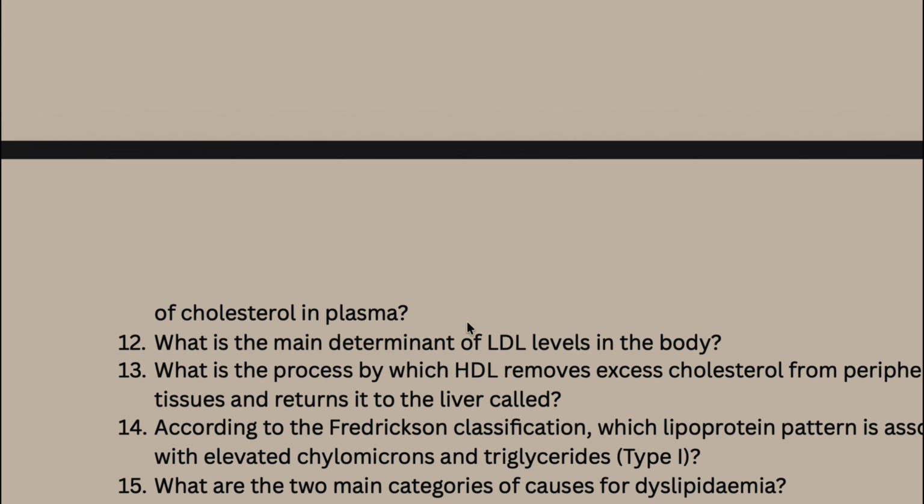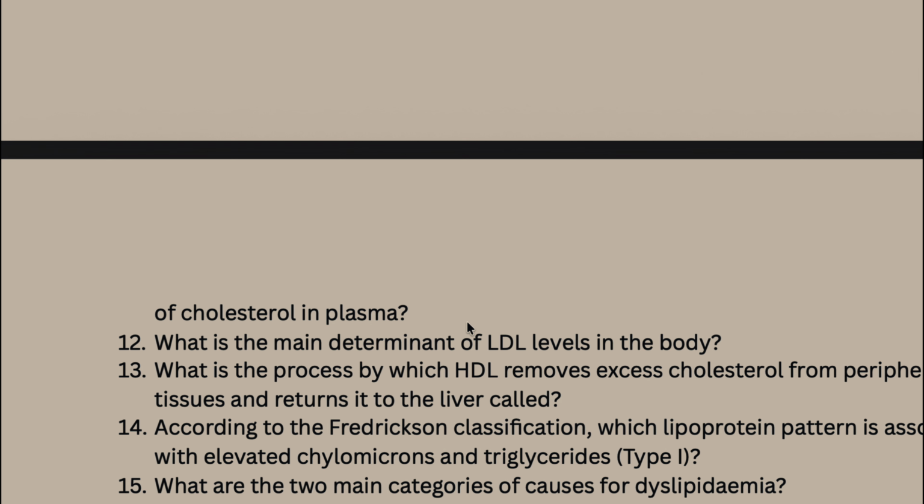What is type 1 hyperlipoproteinemia? Type 1 is characterized by elevated chylomicrons, severe hypertriglyceridemia, and it is usually caused by LPL deficiency and may present with pancreatitis and eruptive xanthomas.